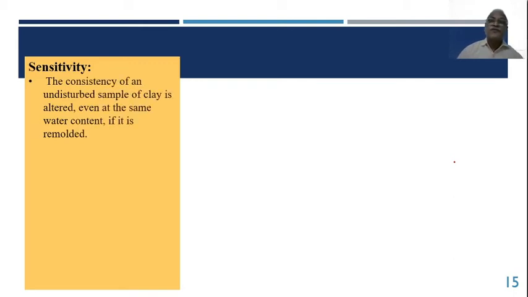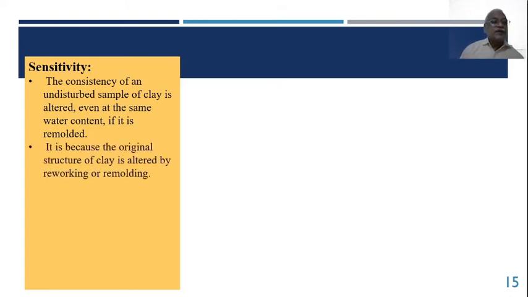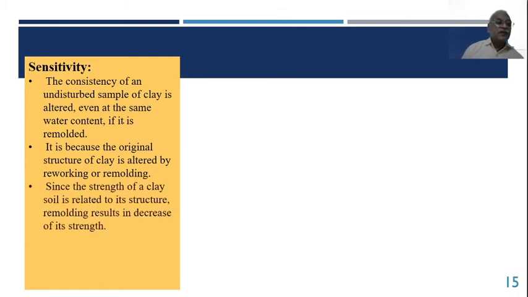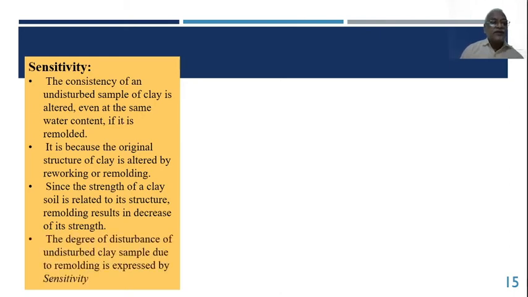Sensitivity. There is a property of the soil which is known as sensitivity. The consistency of an undisturbed sample of clay is altered, even at the same water content, if it is remolded. We'll go further, you will understand what it means. It is because the original structure of the clay is altered by reworking or remolding. Since the strength of the clay soil is related to its structure, remolding results in a decrease of its strength. The degree of disturbance of an undisturbed clay sample due to remolding is expressed as sensitivity.